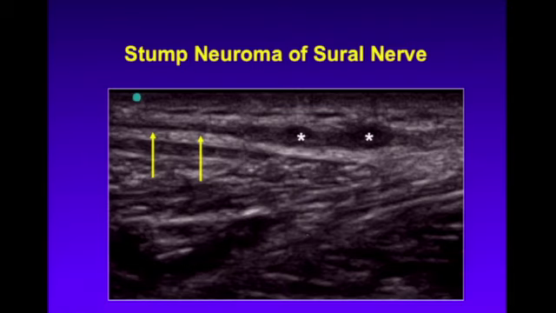And that is something that we'll see in patients who've had trauma to a nerve, also called amputation neuromas as well. But they're not always caused by amputation. They can be caused simply by trauma.